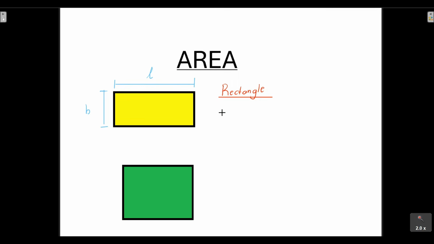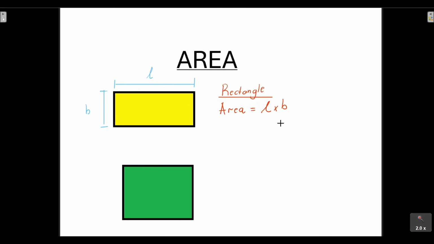So then from here, to calculate the area of this rectangle, what do we do? We just take the length of this rectangle multiplied by the breadth of this rectangle, and that is going to give us the area.